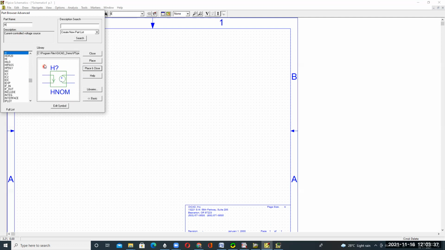Finally, H. This is a voltage source, and it's depending on current. H is called a current dependent voltage source in Pspice. Like this, these are the different types of dependent sources. By taking dependent sources, we have to execute our circuit. Okay, fine.